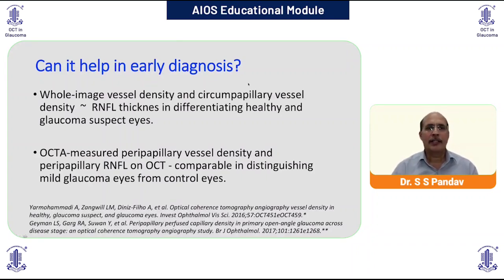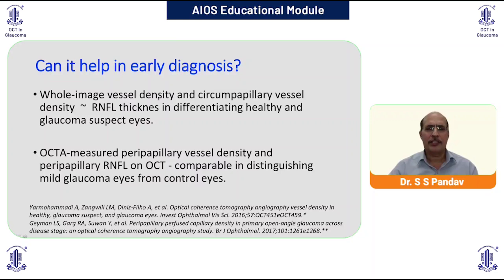So the question is, can it help in early diagnosis? Now, if we look at the whole image of vessel density and circumpapillary vessel density, they more or less match with the retinal fiber thickness in differentiating healthy and glaucoma suspect.